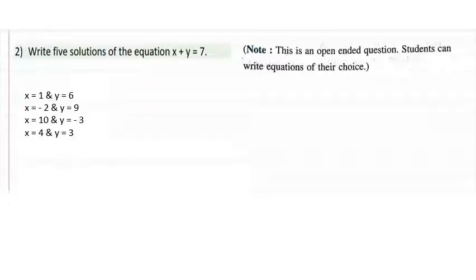The fourth value: if x is equal to 4, y will be equivalent to 3 because 4 plus 3 is 7. And lastly, we have just altered the above value. If x is equal to 3, therefore y is equal to 4 and 3 plus 4 is again 7. So these are the 5 solutions. Now let us move on to question number 3.